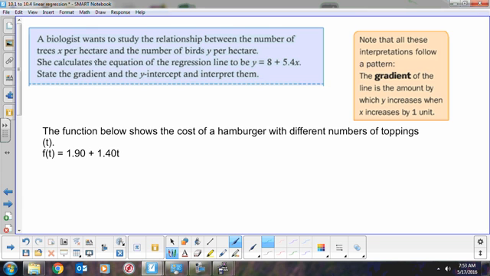A biologist wants to study the relationship between the number of trees, x, and the number of birds, y. She calculates the regression to be... So I've got 5.4, and that's going to be y over x, because that's how we do slope. So this is going to be birds, and this is going to be trees, because that's my x. So for each increase in one tree, the number of birds in that hectare is increasing 5.4 birds per tree. For each additional tree in our area, approximately 5.4 more birds will be in that area.